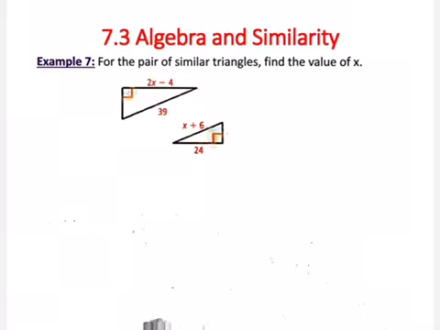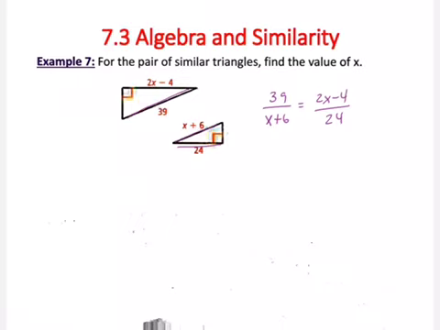Here it says for the pair of similar triangles, find the value of x. So they tell us they're similar, so we're going to have to set up a statement and solve. So in this case, if we think about similar, we know that the hypotenuses should be proportional. So let's take 39 over x plus 6 equals the legs, which in this case would be 2x minus 4 over 24.